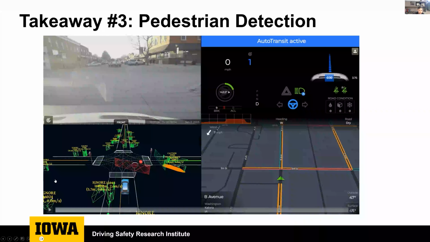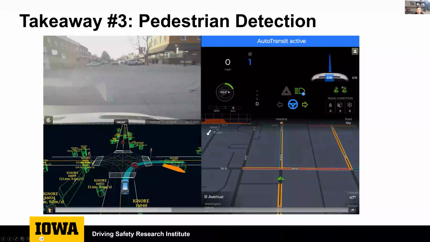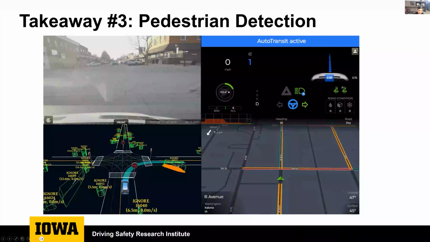As you can see in the Apollo view, they are not picked up yet at all. It has not seen them. And right now the blue planning line has come up. So it believes the intersection is clear and will continue through making that right turn. Hit play again, please.